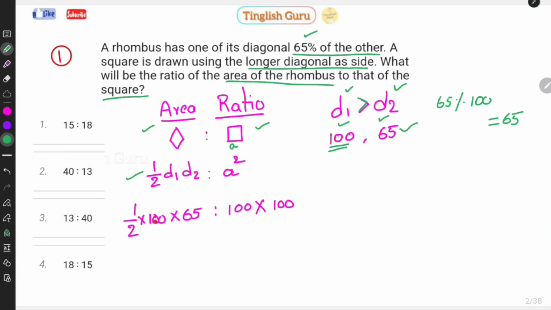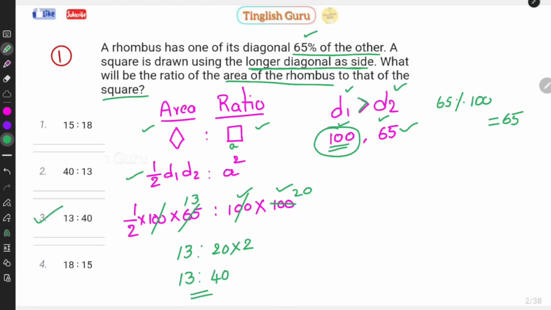Half into diagonal 1 value 100 and diagonal 2 value 65, to the area of the square, which has the longer diagonal as its side. Therefore, the area of the square with longer diagonal 100 is 100 into 100. Now, cancelling 100 on both sides, 5 ones are 5, 5 threes are 15, and 5 twos are 10. Therefore, the final ratio will be 13:20, and the 2 goes to the other side, so 20 into 2. So our final ratio is 13:40.